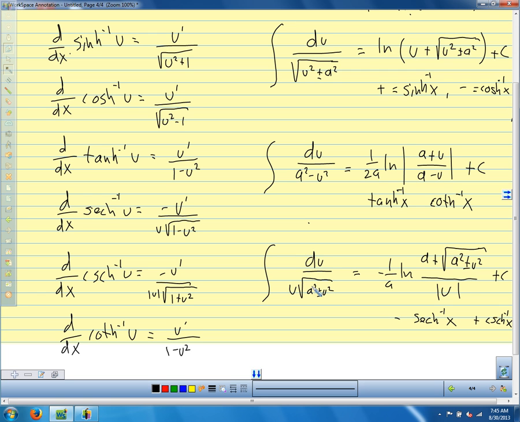So let me go through one of these, finding the derivative. I'm not going to go through the integral formulas. One example of finding the derivative of the inverse hyperbolic sine function. So is everybody good on the table if they wanted to copy from here? It is also in your book. Okay.